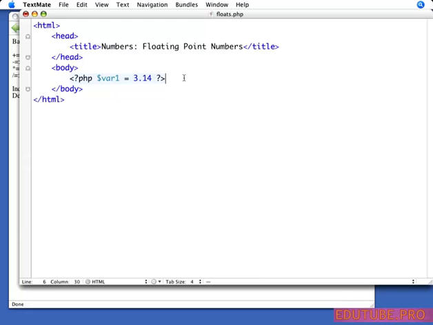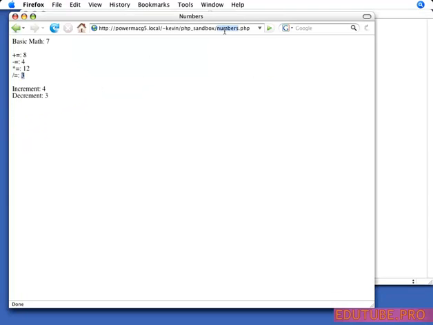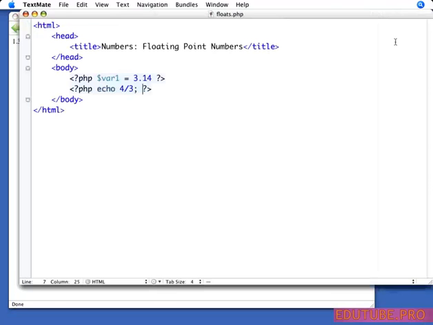Now, you can, of course, get to a floating point by doing something very simple like PHP echo 4 divided by 3. And of course, we know that's going to give us a result if we load up our browser and we go to floats of 1.333. That is a floating point number. It will happily move between floating points and integers, but there is a difference, and we just want to keep that in mind as we're working, that there is always a difference between these.